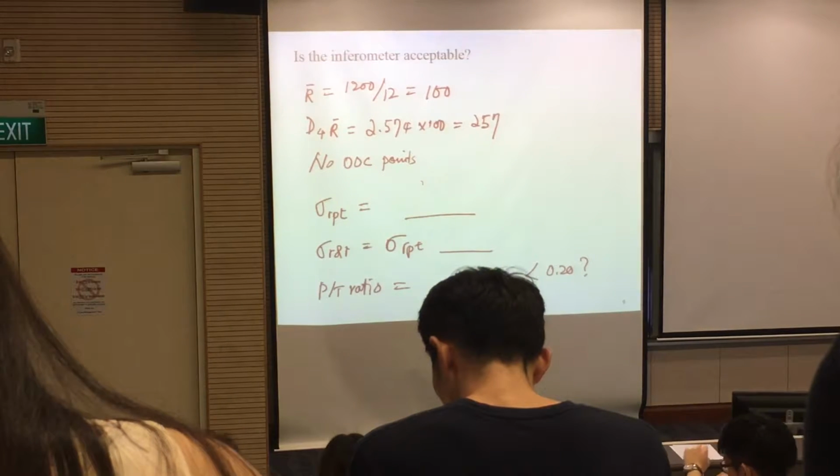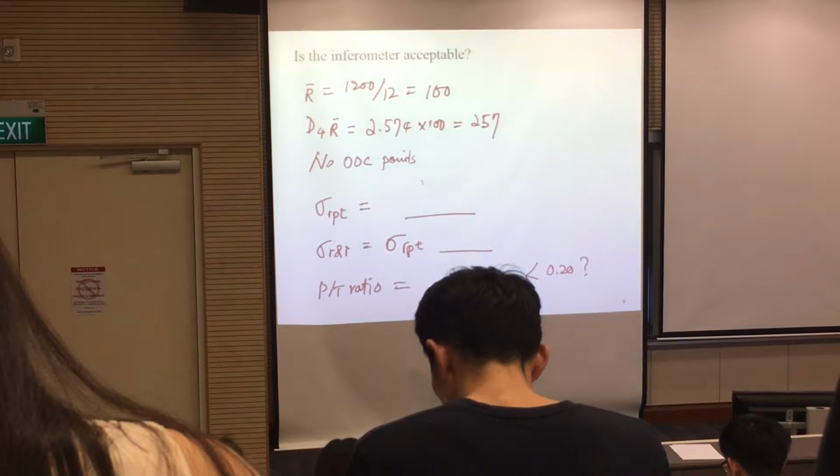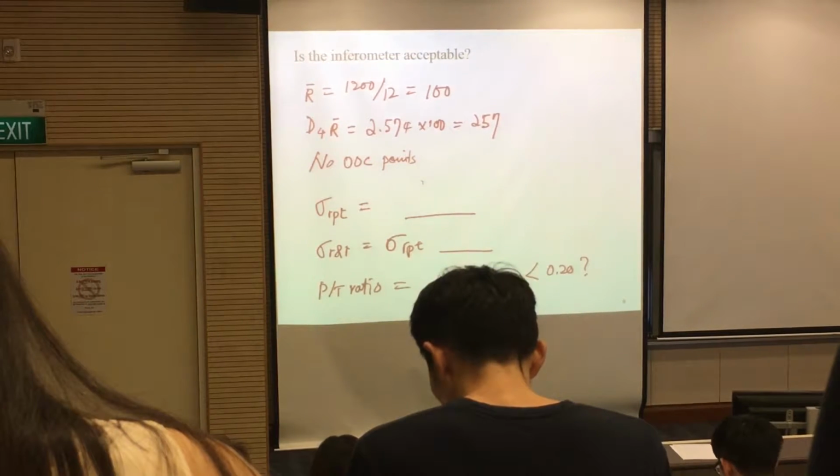We have sigma RPT, we have sigma RPD. Then it becomes the triangle.